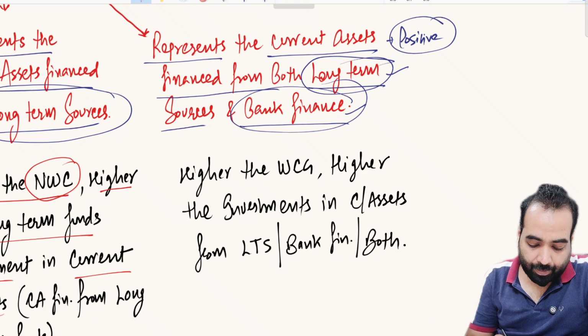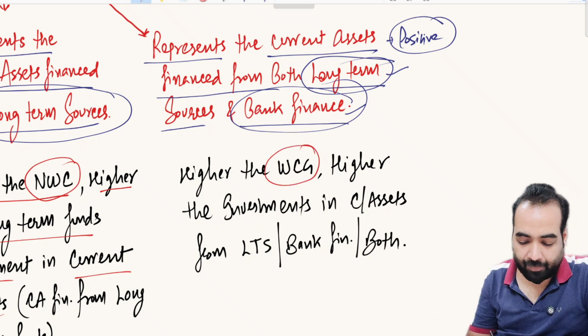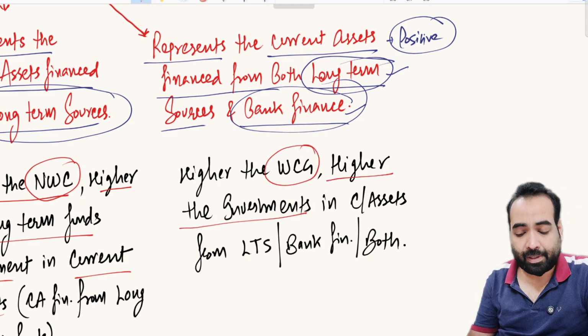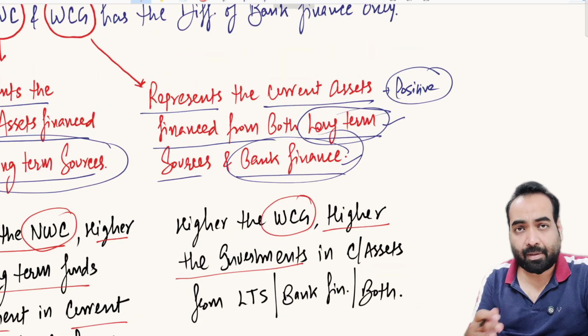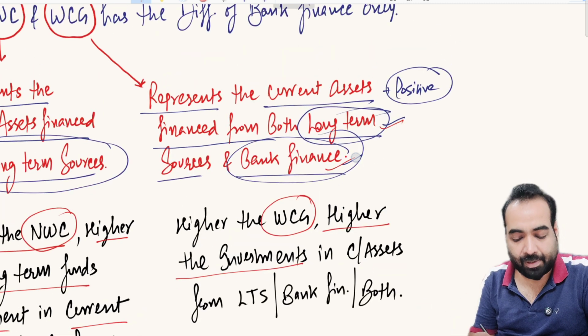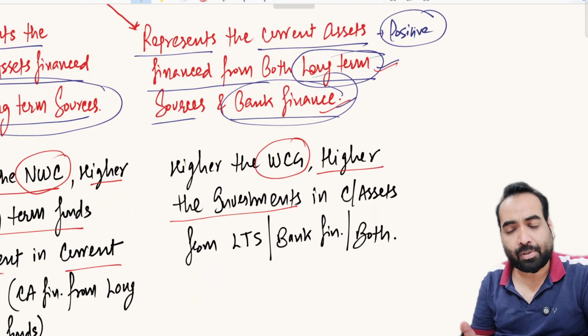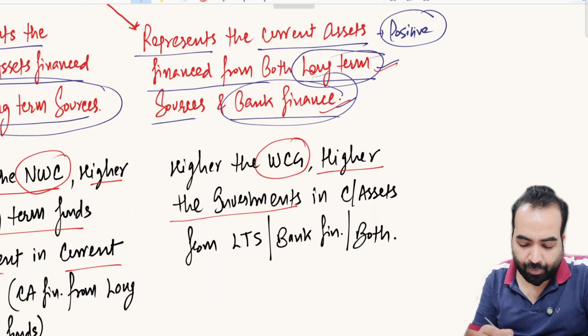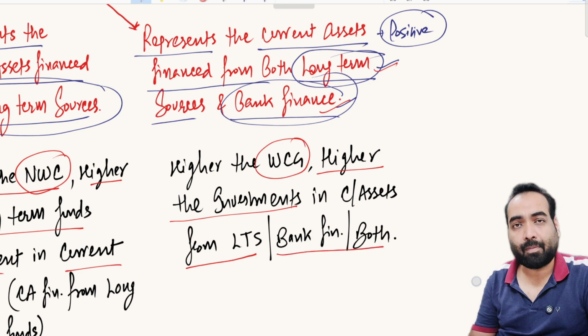In WCG also, since the net WCG represents the current assets financed from long-term sources and bank finance, higher the WCG would mean higher the funding taken from long-term sources or bank finance or both by the company.